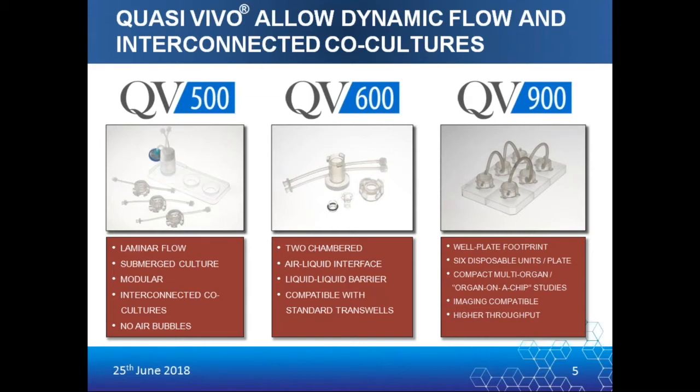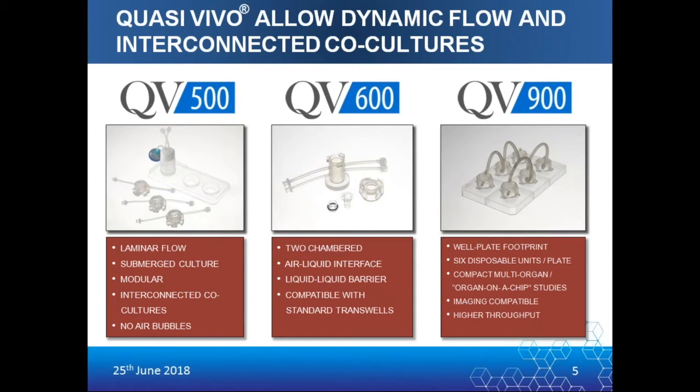QV600, which we are going to talk about today in much more detail, and Doris is going to explain to us how she utilized QV600 in her lung immune cell model. I'm going to give a little bit more information as to what additional features this model has. QV600 can support 2 chambers and can also support air-liquid interface. The QV900, on the other hand, has 6 disposable units on a standard well plate format, which you can see on the right side of the screen. And this is a compact solution for multi-organ or organ-on-a-chip approaches.